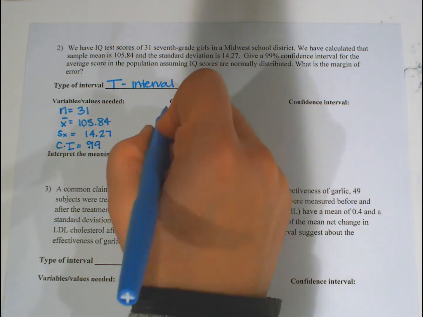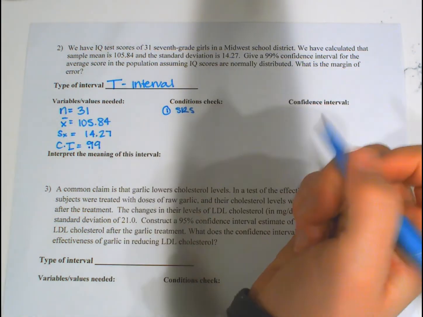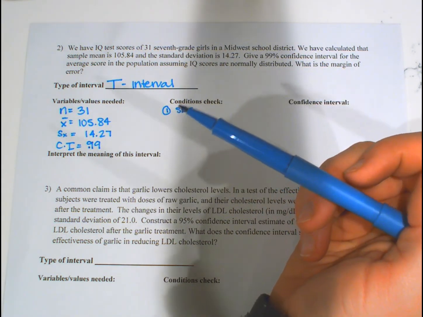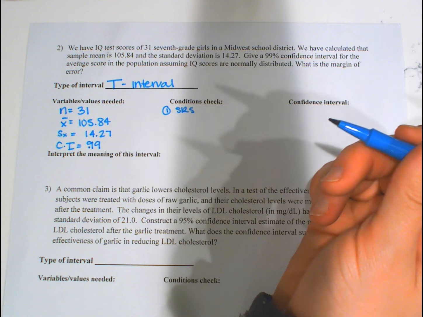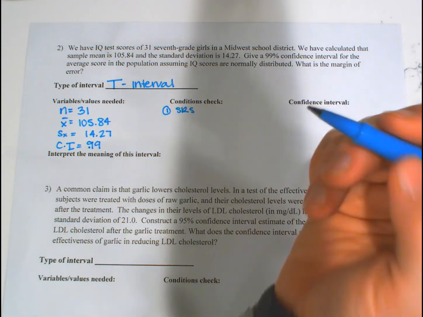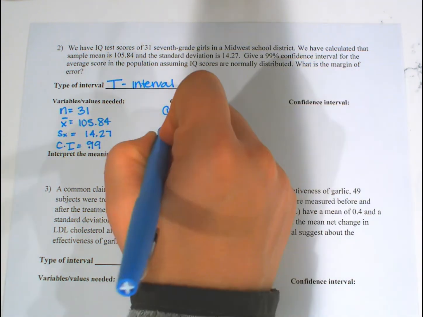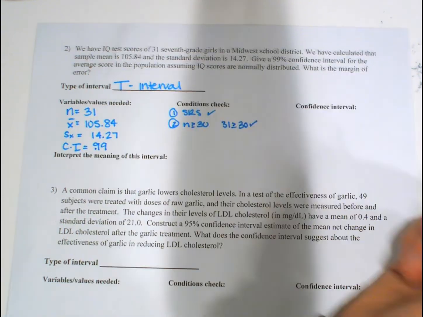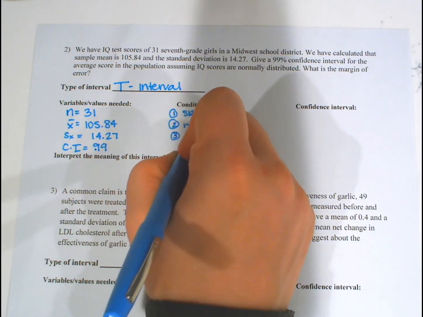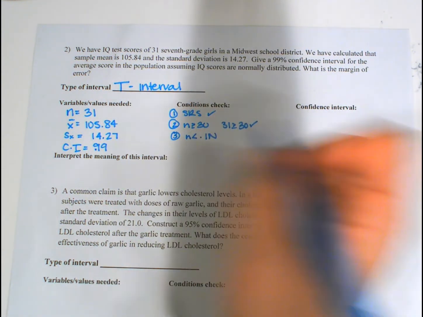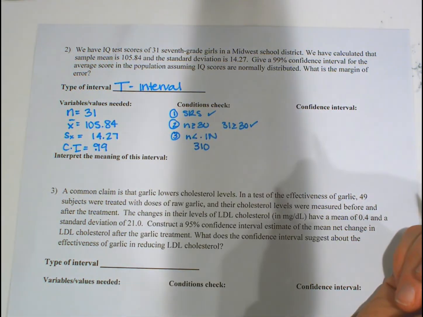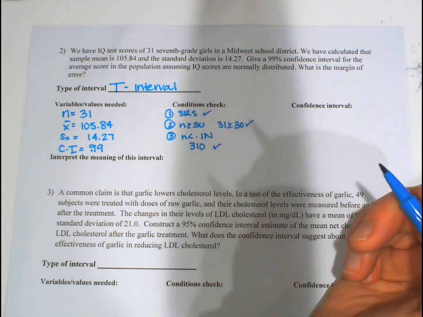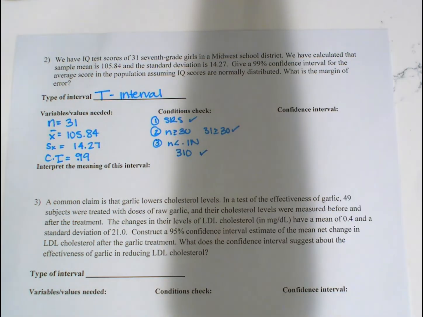All right, so if I check my conditions, is this a simple random sample? It says that we don't have that it's a simple random sample, but we're going to assume it's one so that we can continue to keep going. Then we need to know that our N value is greater than or equal to 30, which it is in fact. And then we want to know, is our N value a good size? So if I add a 0 to this, is it reasonable to assume there are more than 310 7th graders in the Midwest school district? Yes, it is. So we are safe to run our confidence interval.